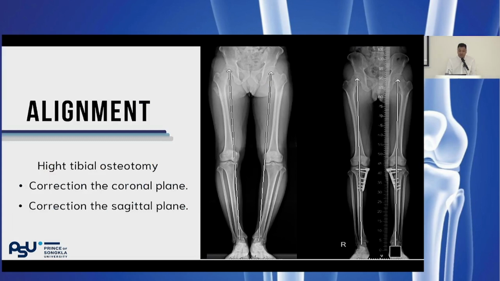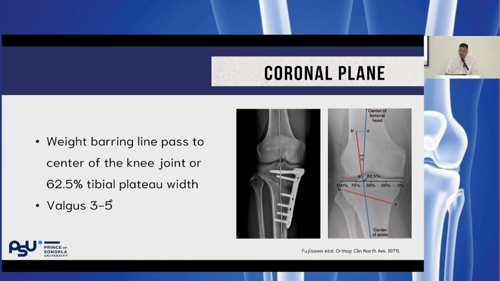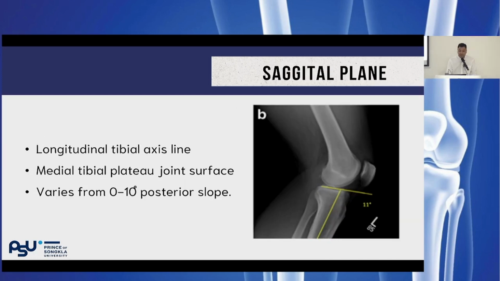If chronic PCL injury develops chronic varus or any malalignment, the alignment must be corrected. HTO can correct in the coronal plane and sagittal plane. In the coronal plane, the mechanical axis should pass through the center of the knee joint, not exceeding the Fujisawa point. In the sagittal plane, the tibial slope is the angle between the longitudinal tibial axis line and the medial tibial plateau joint surface line. It varies from 2 to 10 degrees of posterior tibial slope.